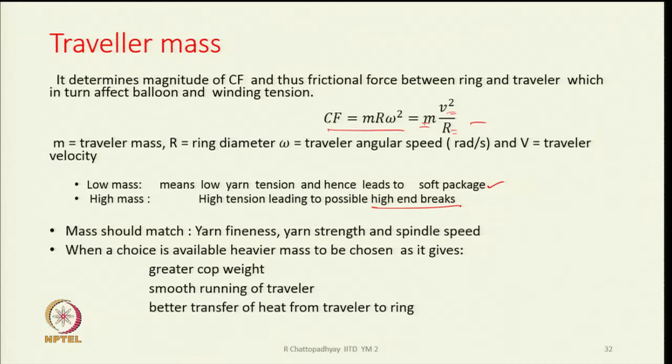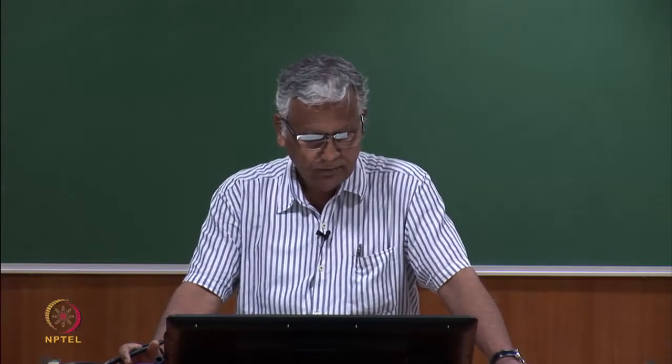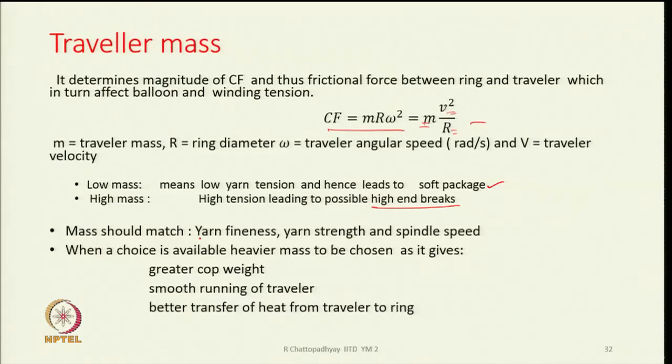So, you have to choose the right mass, keeping in mind the softness of the package that we are going to build, and also we have to see that end breakages remain within acceptable limit. So, mass must match the yarn fineness, yarn strength and spindle speed. Accordingly, the mass is selected. When a choice is available, heavier mass is to be chosen always, as it gives greater cop weight because the package is going to be hard, not soft. So, the content of yarn is going to be more if you use a heavy mass.